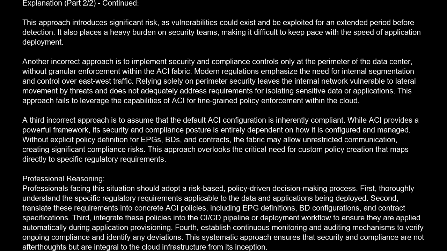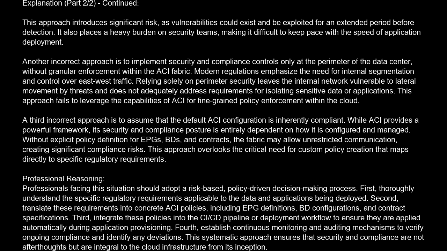deployment. Another incorrect approach is to implement security and compliance controls only at the perimeter of the data center, without granular enforcement within the ACI fabric. Modern regulations emphasize the need for internal segmentation and control over east-west traffic. Relying solely on perimeter security leaves the internal network vulnerable to lateral movement by threats and does not adequately address requirements for isolating sensitive data or applications. This approach fails to leverage the capabilities of ACI for fine-grained policy enforcement within the cloud.